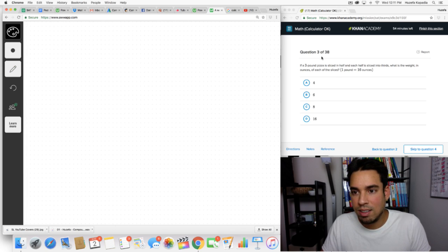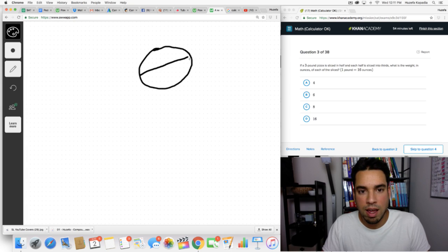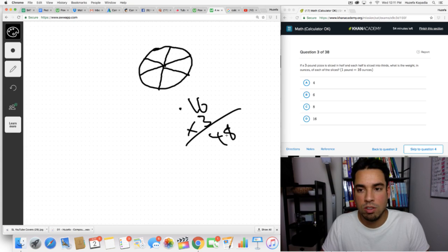A 3-pound pizza is sliced in half, and each half is sliced into thirds, right? Oh, whoops, that's wrong. It's like this. There's the thirds, 1, 2, 3, and then this one is 1, 2, 3. What is the weight in ounces of each slice of pizza? So it's 1/6. Okay, so 3 times 16 gives us 48 ounces, and then it's divided by 6. So each of these is going to be 8 ounces, right?